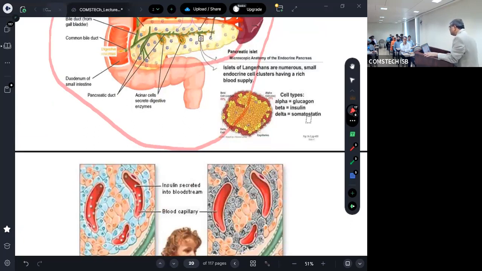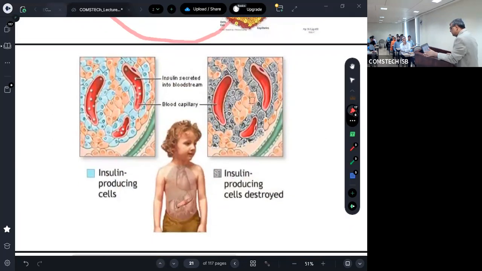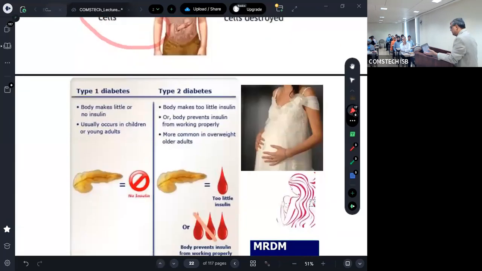The beta cell is the master cell that produces insulin, and insulin is the molecule responsible for diabetes. See here, this is the islets, the beta cell. This is the insulin producing cell. What happens in diabetes? Many things can happen. One is destruction of beta cells, or maybe insulin is produced but it is not functional. Let's see little by little.